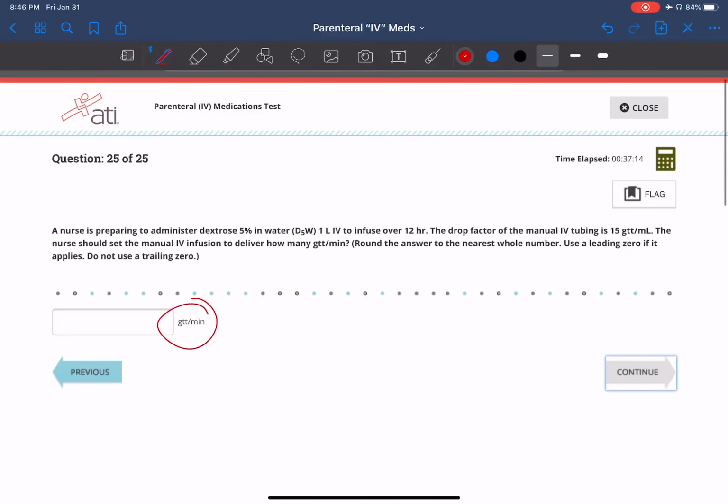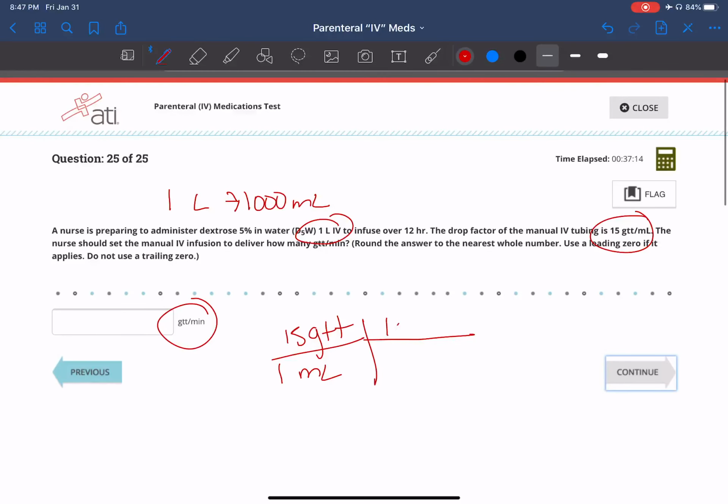Okay. So GTT per minute, we have GTT over ml right here. So we have 15 GTT per 1 ml. Let's find the other ml in the problem. And it looks like we have 1 liter. So let's go ahead and change that 1 liter to ml. And if you do the King Henry died by drinking chocolate milk version, you'll get 1,000. So you have 1,000. My handwriting has gotten significantly worse throughout this video. And that's connected to the 12 hours because it says to infuse over 12 hours.